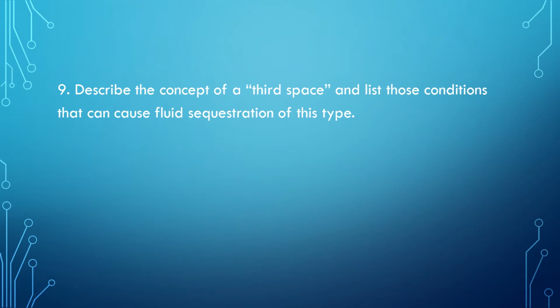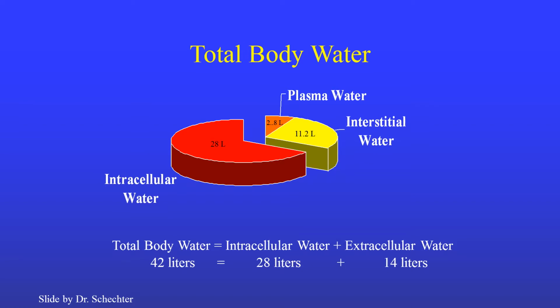Objective number 9 is to describe the concept of a third space and list those conditions that can cause fluid sequestration of this type. This slide from Dr. Schechter's collection shows the distribution of total body water. Most of the water is contained within the cells, and a relatively small fraction is contained within the blood vessels. The space in between, that contains the so-called interstitial water, is where large amounts of fluid can accumulate abnormally under non-homeostatic conditions. This is known as the third space.